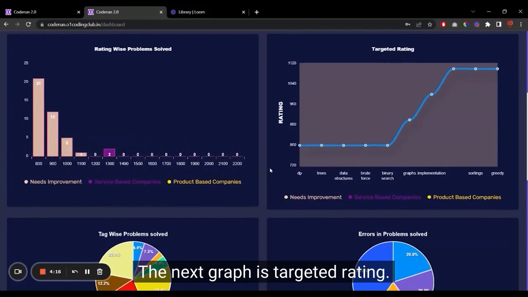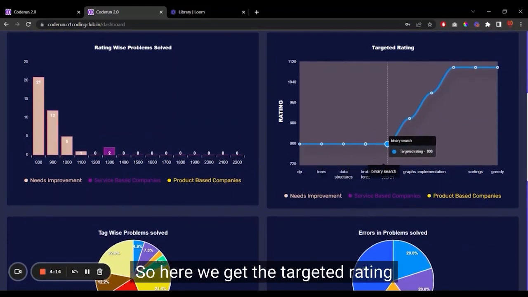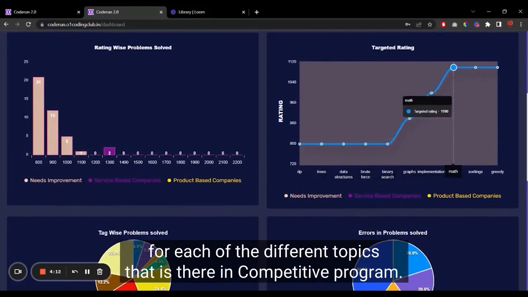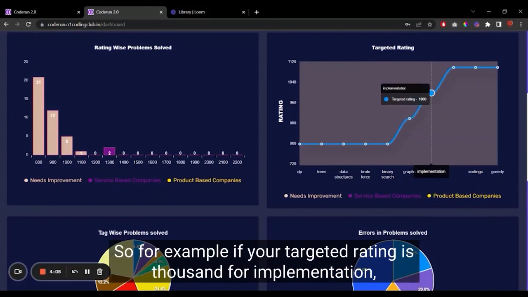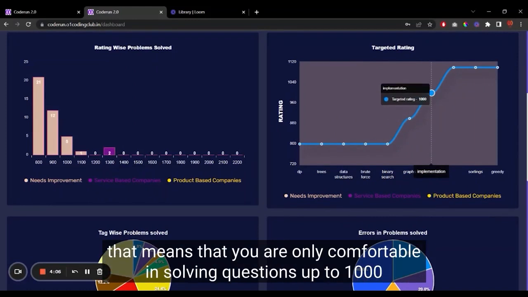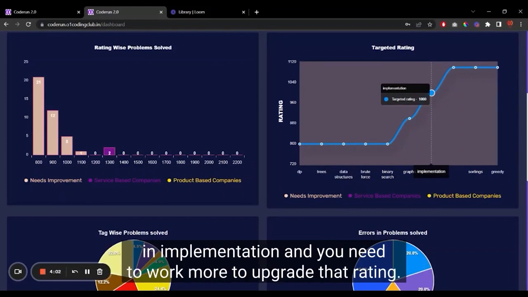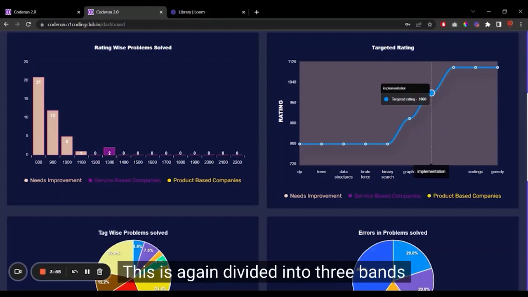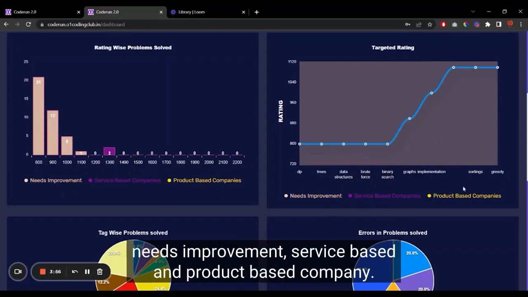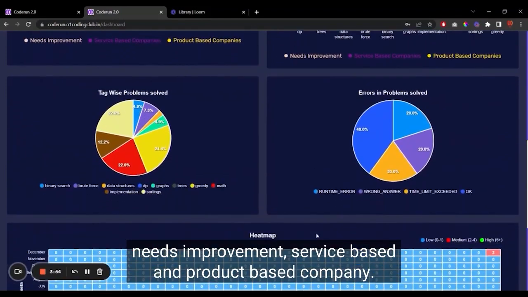The next graph is targeted rating. Here we get the targeted rating for each of the different topics in competitive programming. For example, if your targeted rating is 1000 for implementation, that means you are only comfortable in solving questions up to 1000 in implementation, and you need to work more to upgrade that rating. This is again divided into three bands: needs improvement, service based, and product based companies.